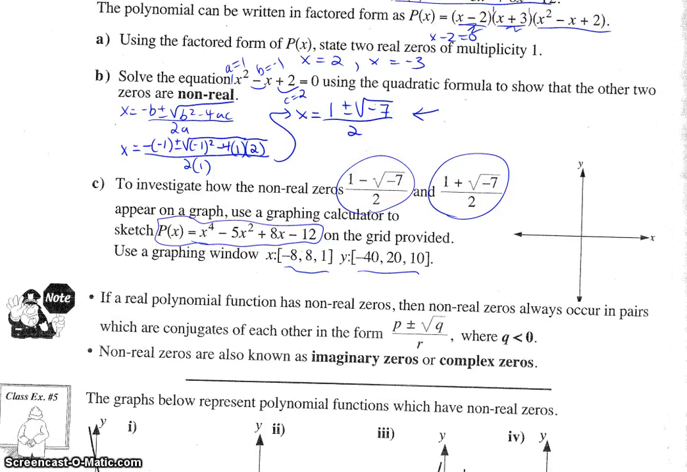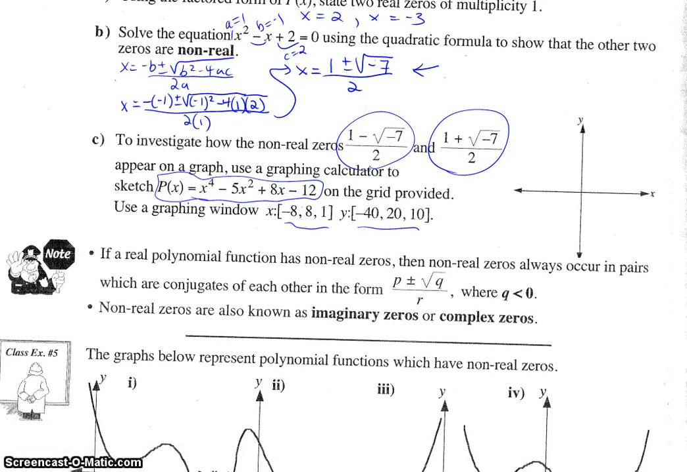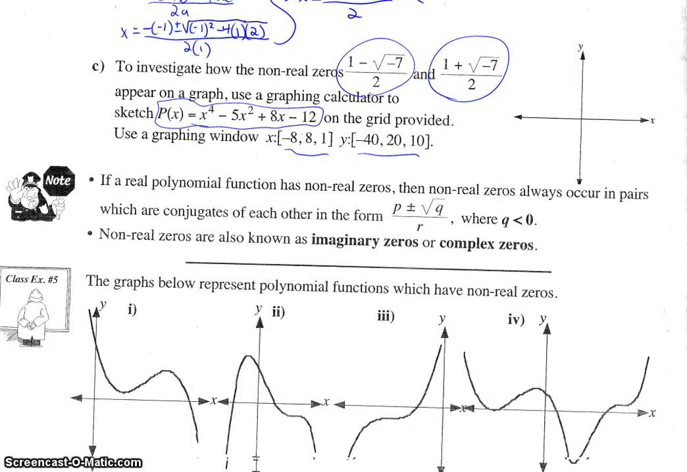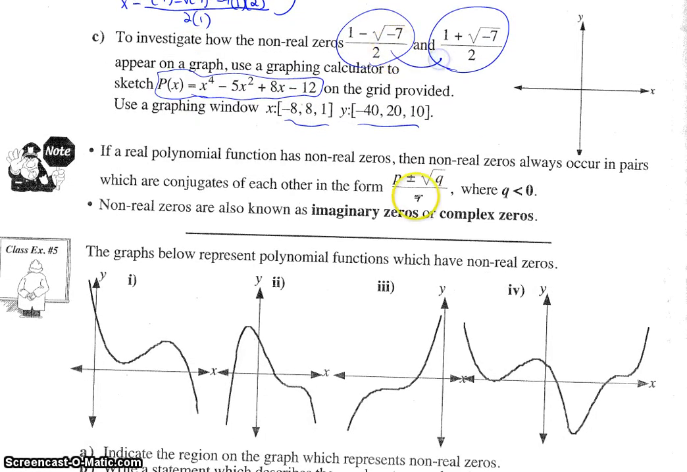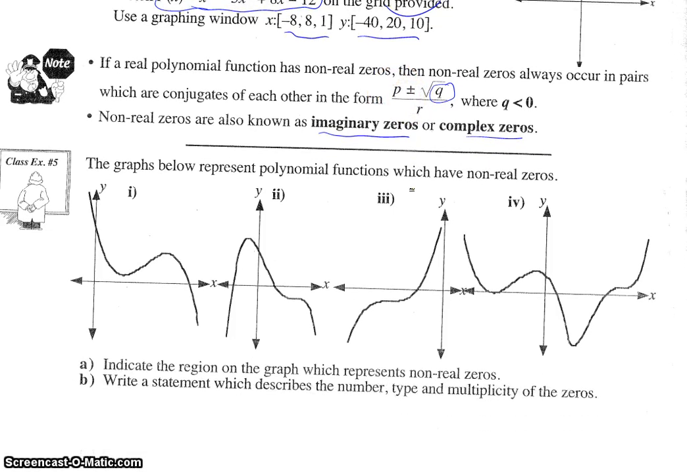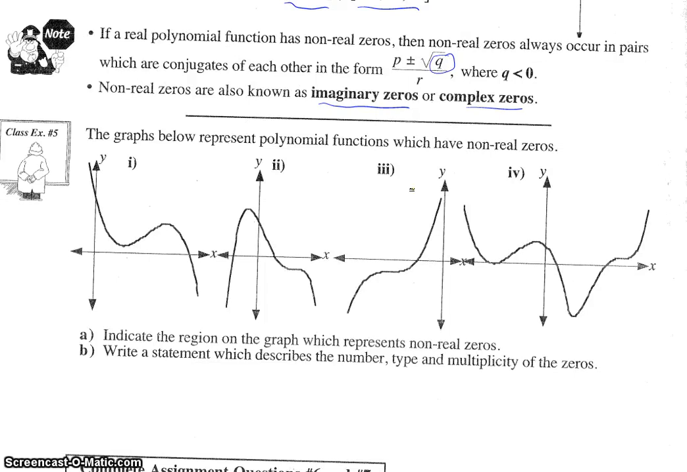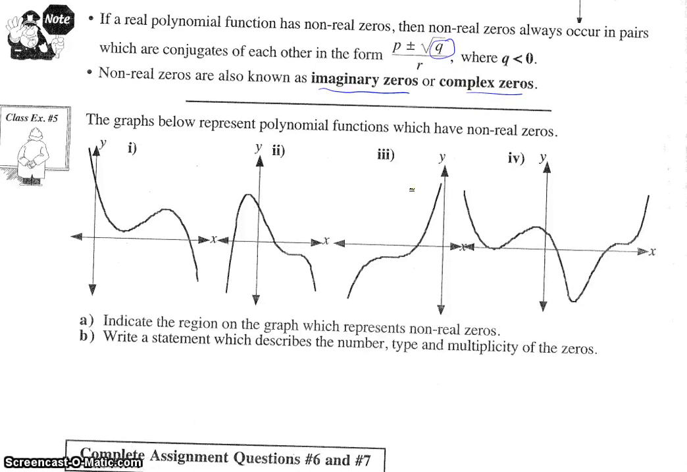If a real polynomial function has non-real zeros, then non-real zeros always occur in pairs, which are conjugates of each other. And you saw that from up here. That looks like glasses. Okay, I digress. So where q is less than 0, because to get non-real, you have to be square rooting a negative. And these are imaginary zeros or complex zeros when the real part of it is thrown in. Let's look at these graphs and see which would have non-real zeros. Indicate the region on the graph that would represent the non-real zeros, and then write a statement about the number, type, and multiplicities of these zeros.